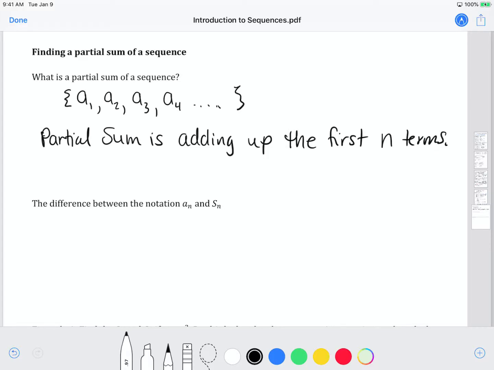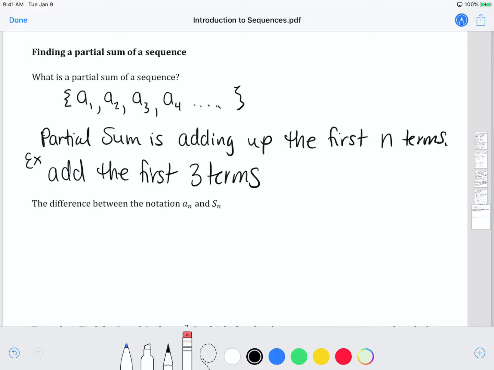And so what this means, if I wanted to add, so this would be an example, if I wanted to add the first 3 terms, the notation would be S3, S for sum, and 3 means you want to find the sum of the first 3 terms, and you would just take the first term plus the second term plus the third term and add them up, and that's what S3 would be equal to if we were talking about finding the first 3 terms.